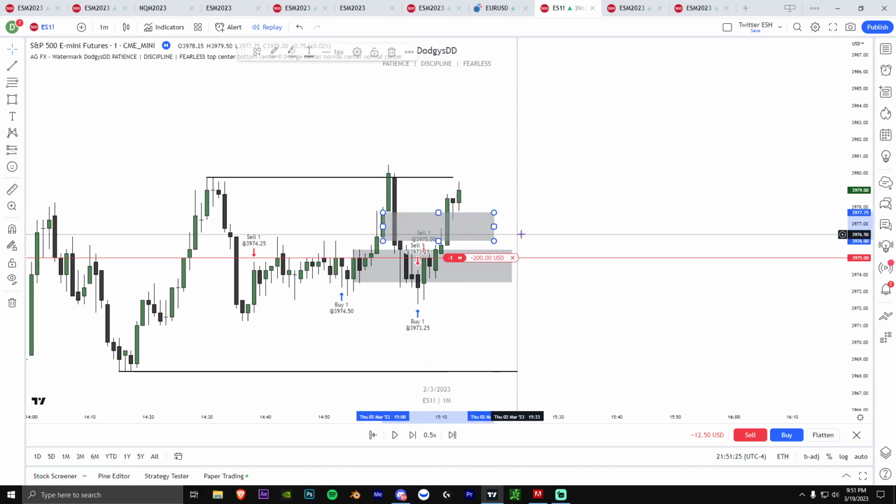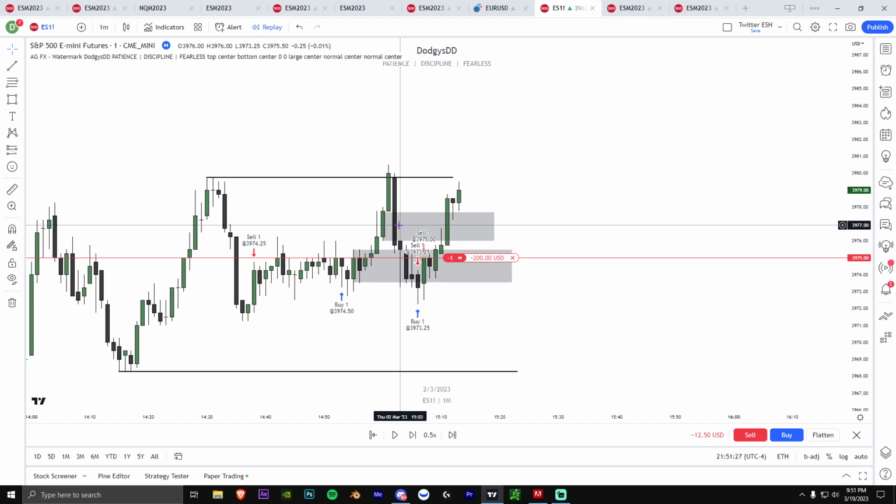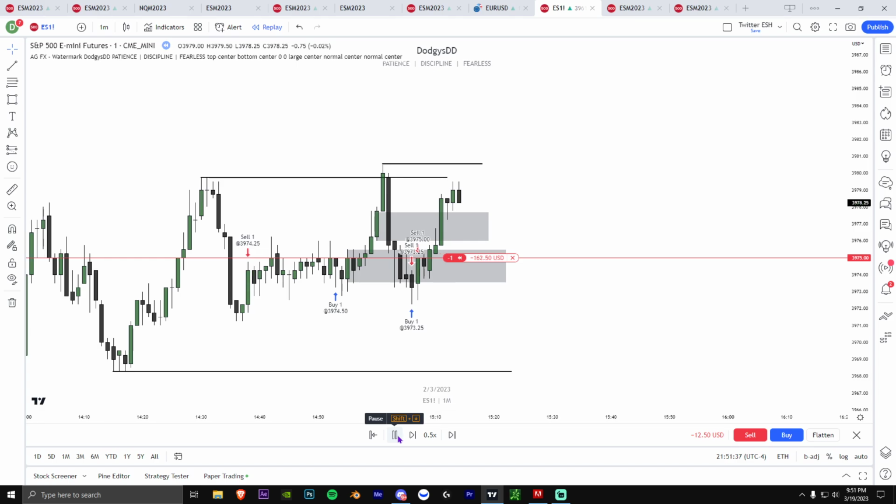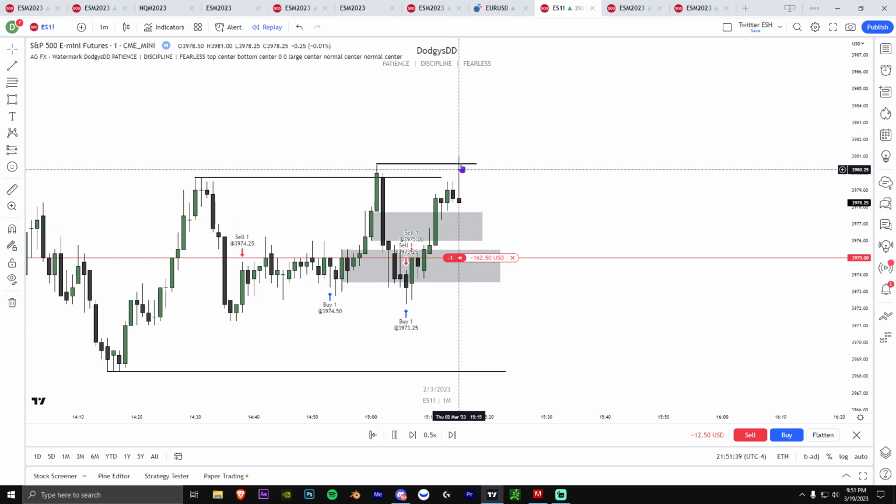Okay, see this huge displacement over this old fair value gap? I'd reverse my position here and take this long, and then I'd resell at this high. Okay, I totally do that. Yep, and see what happens.